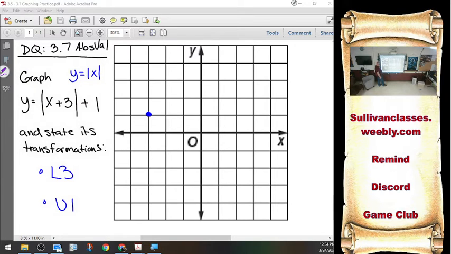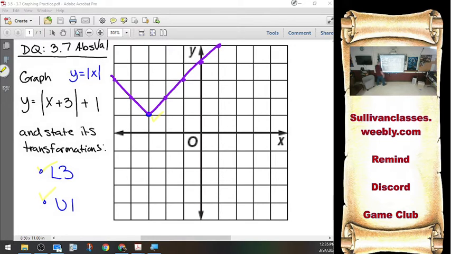Up 1 over 1. Over which way? And then just connect the dots and make my line, right? Oh, because it's an absolute value, we got to go the other way. Connect the dots, make your big old V. So you should have this and this.